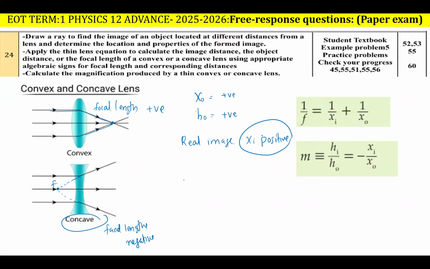And for all virtual images, xi will be negative. So in the case of a convex lens, xi will be negative only in one case. And in the case of a concave lens, xi will always be negative.